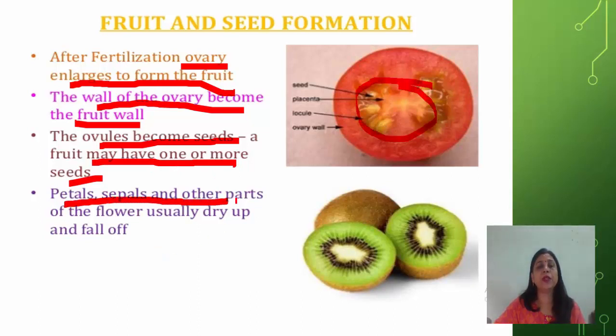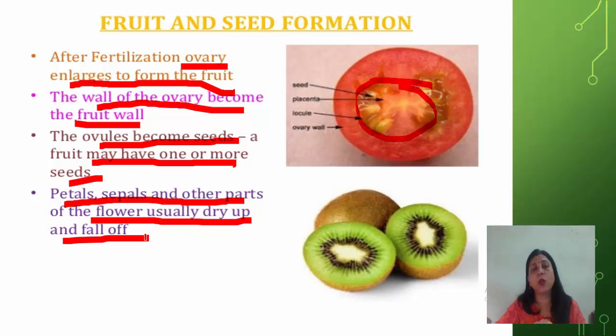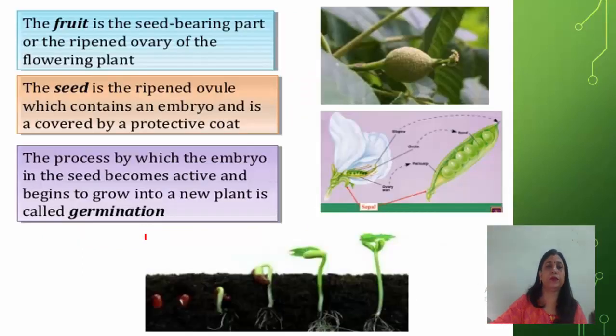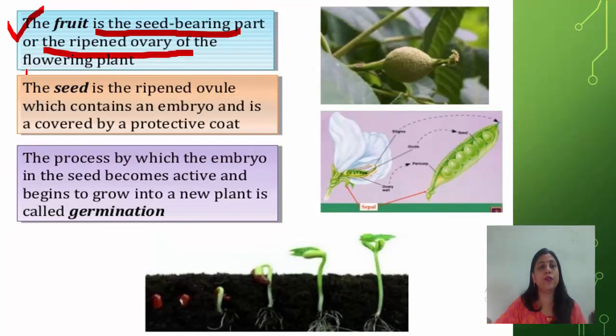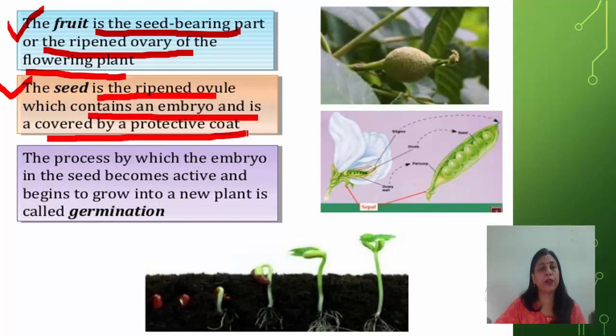The petals, sepals and other parts of the flower usually dry up and fall off. जब fertilization हो जाता है तो अब इन parts का कोई काम नहीं है. Petals, sepals और जो भी और कोई extra parts हैं तो they dry and fall off. Now what is fruit? The fruit is the seed bearing part or the ripened ovary of the flowering plant. Seed is the ripened ovule which contains an embryo and is covered by a protective coat.